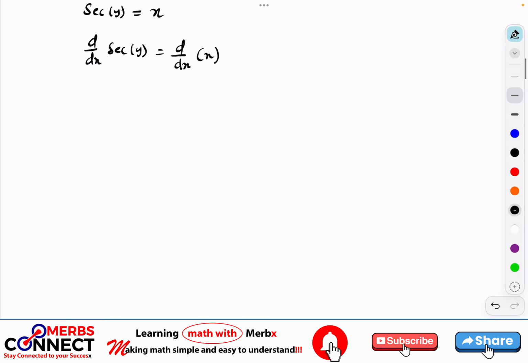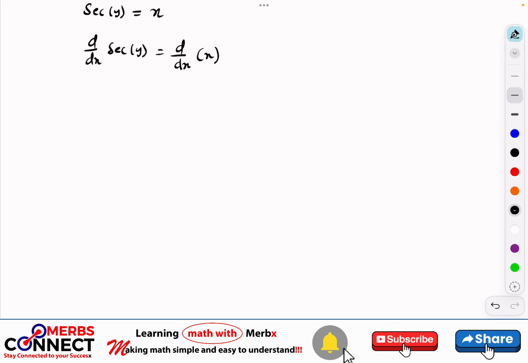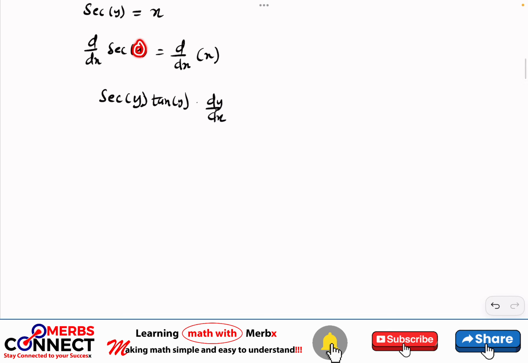Beautiful. Now, when I differentiate secant, what am I going to get? Very, very important here. When I differentiate secant, we are going to get secant tangent. So that's what you need to remember here. So secant of y, tangent of y times dy over dx. So don't forget, when I differentiate, I need to differentiate what is inside using the chain rule. And when I differentiate x, I get 1.